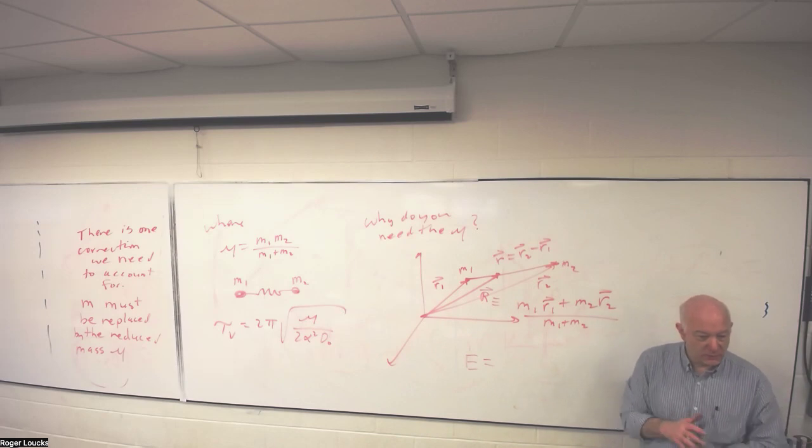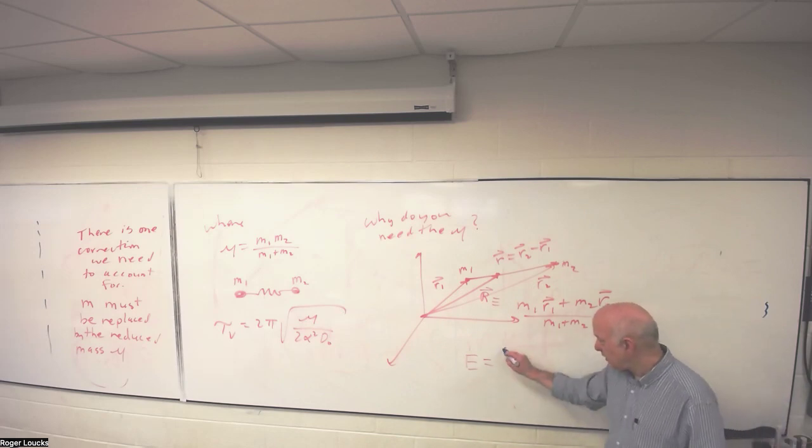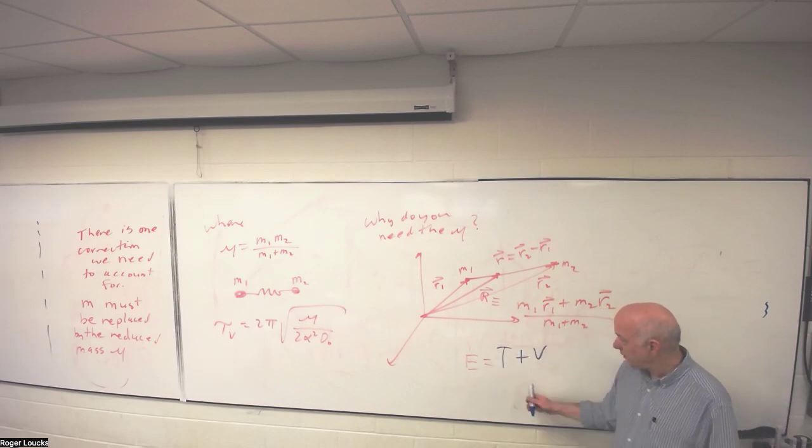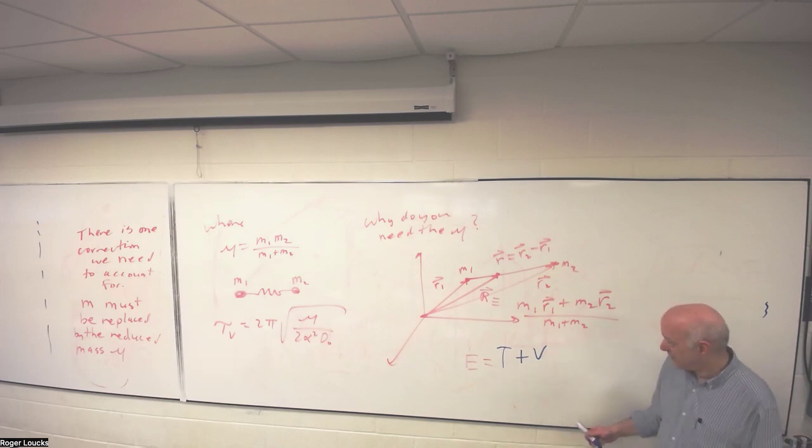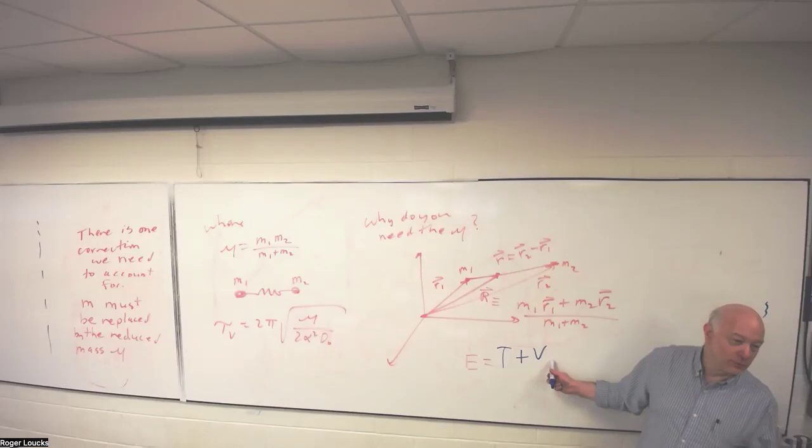Okay, what's energy always given by? Potential plus kinetic. So kinetic plus potential. This T is not the period, it's not the temperature, now it's kinetic energy. So we're using T in three different ways. Sorry about that. This V is not the volume, it's a two-body potential, not the velocity.